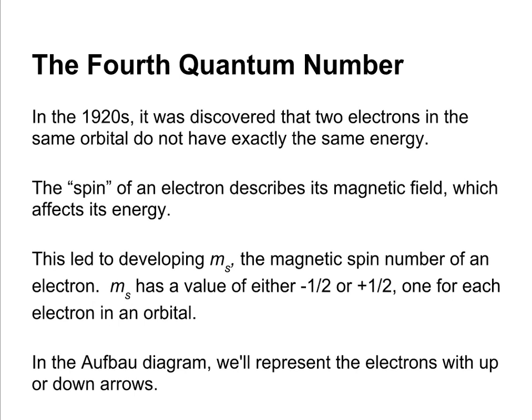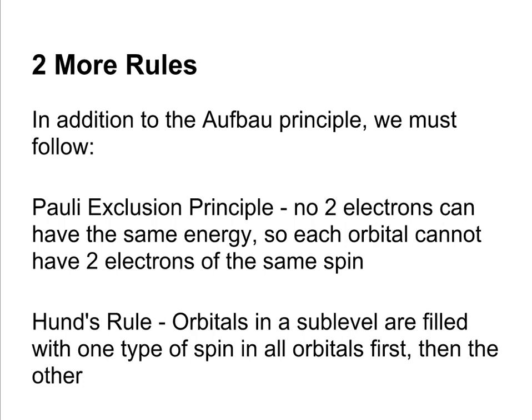In an Aufbau diagram, we'll represent the electrons with different spins with up and down arrows. There are also 2 more rules in addition to the Aufbau principle we need to follow when we're filling out an Aufbau diagram. We have to pay attention to the Pauli exclusion principle. It says that no 2 electrons can have the same energy, so each orbital can't have 2 electrons of the same spin. Each orbital has to have 1 up and 1 down arrow, or 1 positive and 1 negative spin electron.